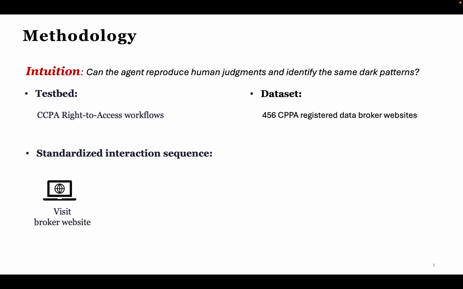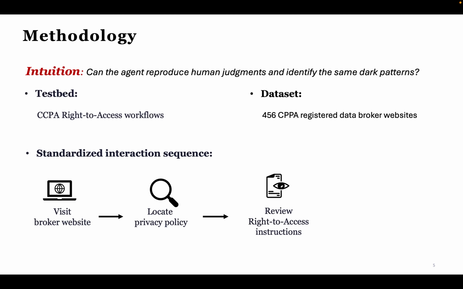The human auditor and agent first visit the data broker website and locate the privacy-related links. Then they open those links and review the right-to-access instructions. And finally, if a web form is available as a submission method, they interact with the web form to review its fields and requirements.